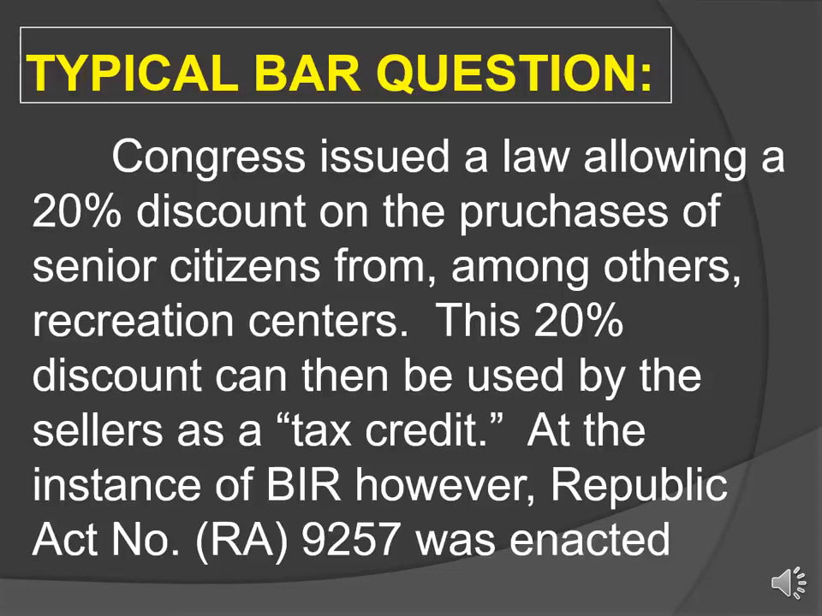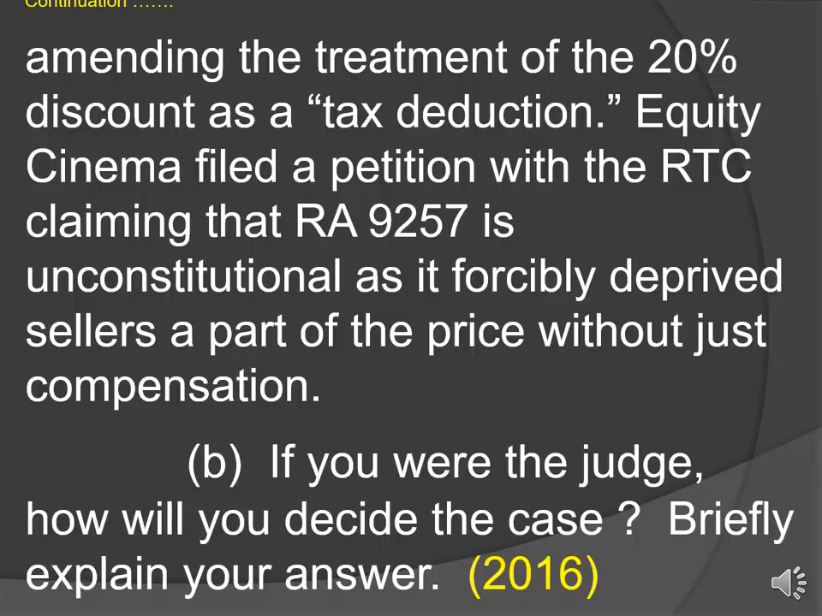At the instance of BR, however, Republic Act 9257 was enacted, amending the treatment of the 20% discount as a tax deduction. Equity Cinema filed a petition with the RTC claiming that RA 9257 is unconstitutional as it forcibly deprived sellers of a part of the price without just compensation. So remember, the issue here is trying to determine: is the taking under eminent domain or under police power? Why? Because if the taking is under police power, then there's no need for just compensation, and therefore, as judge, you will have to sustain the constitutionality of Republic Act 9257.